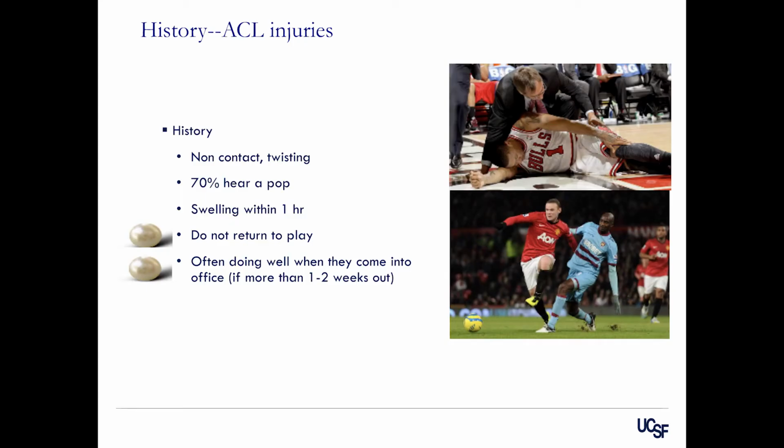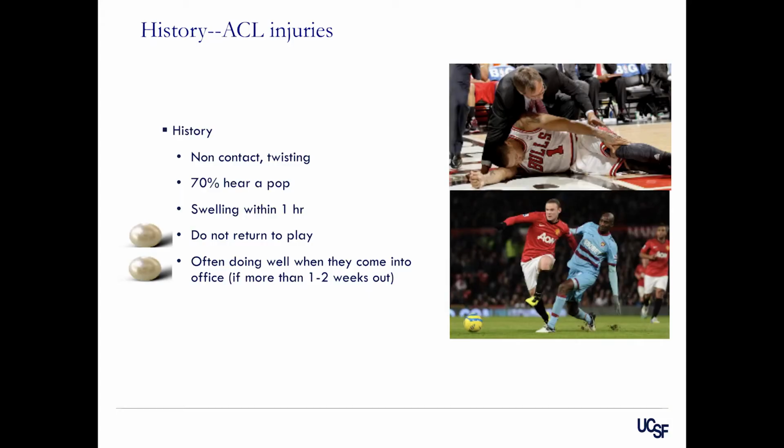History tends to be a non-contact twisting injury. It tends to happen in skiers because you have a 162 centimeter fulcrum on your leg that's going to twist your knee to the inside. Snowboarding, uncommon. They usually have to land really awkwardly and hyperextend off a jump. About 70% of people will hear a pop or describe that grinding feel in their knee. Swelling will happen within an hour. And importantly, usually they won't return to play.